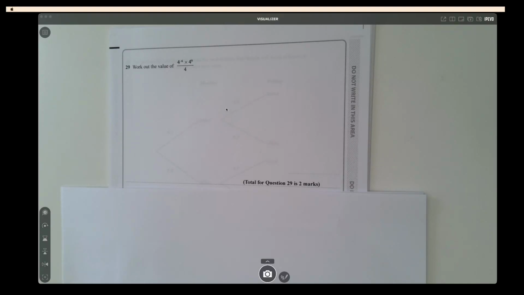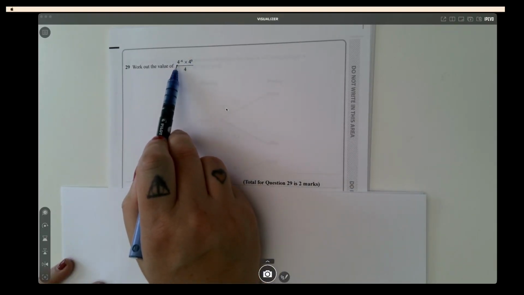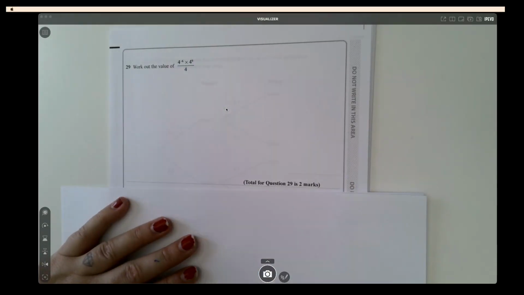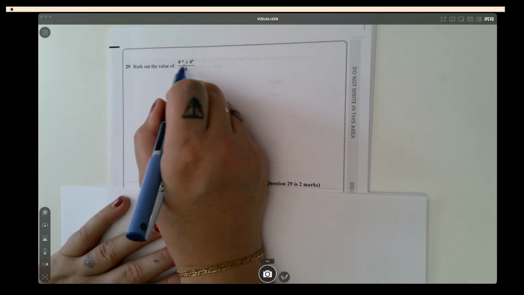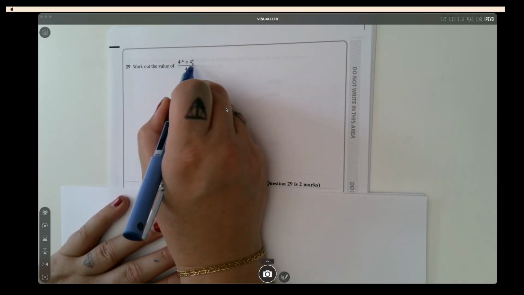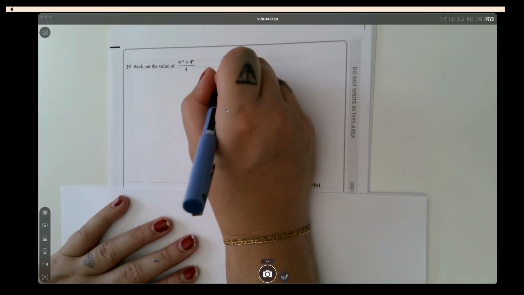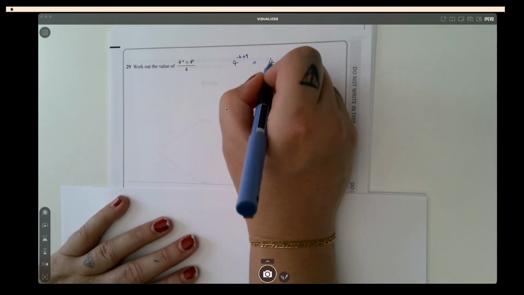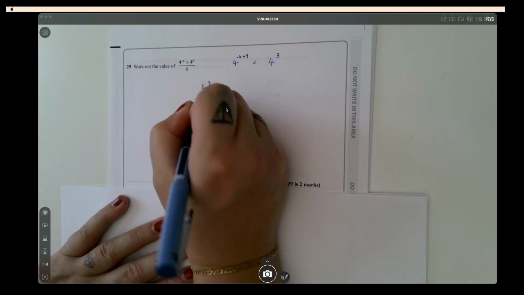Question 29. Work out the value of this calculation. So on the top we've got 4 to the power of negative 6 multiplied by 4 to the power of 9. So let's simplify the top first. So when we're multiplying and we have the same base number, which we do, they both have a base number of 4, we can add those powers. So the numerator becomes 4 to the power of negative 6 plus 9, which is 4 to the power of 3. So now I have 4 to the power of 3 over 4.